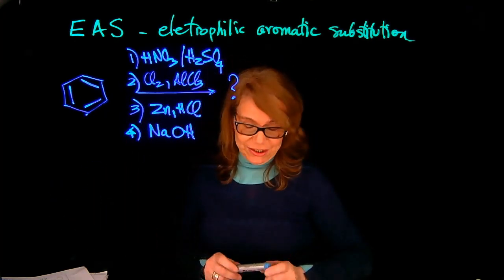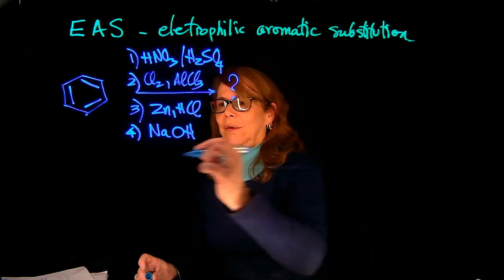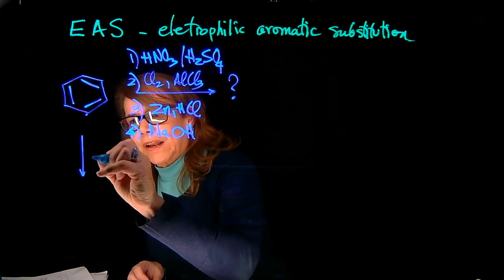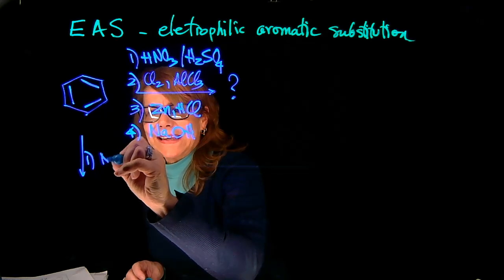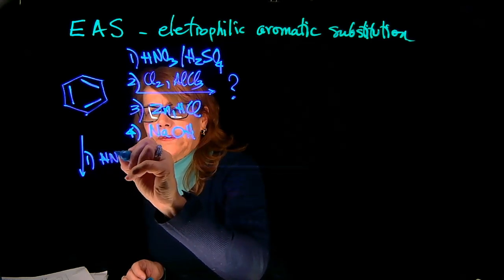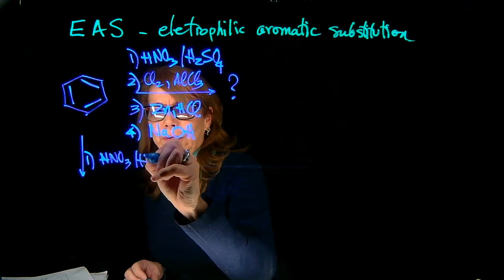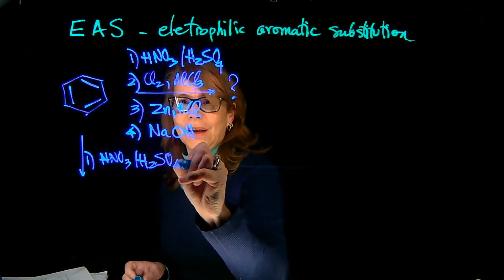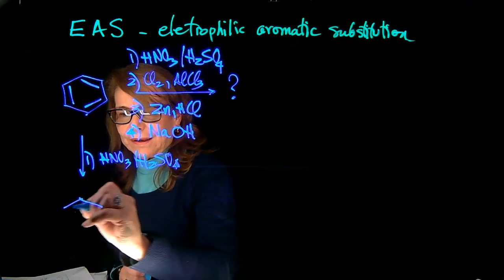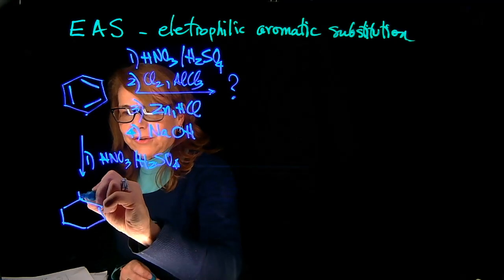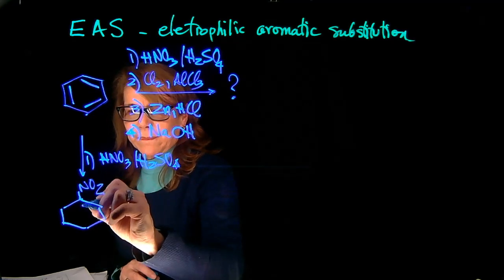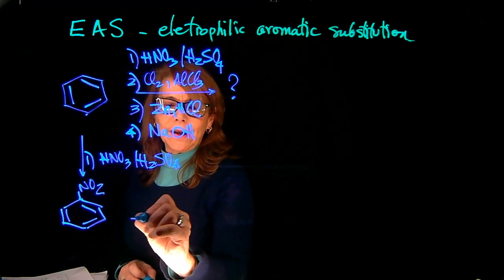The first reaction is a nitration. So what I'm going to do here is say reaction number 1 is HNO3, so nitric acid, and sulfuric acid. And what this is, I am making nitrobenzene.